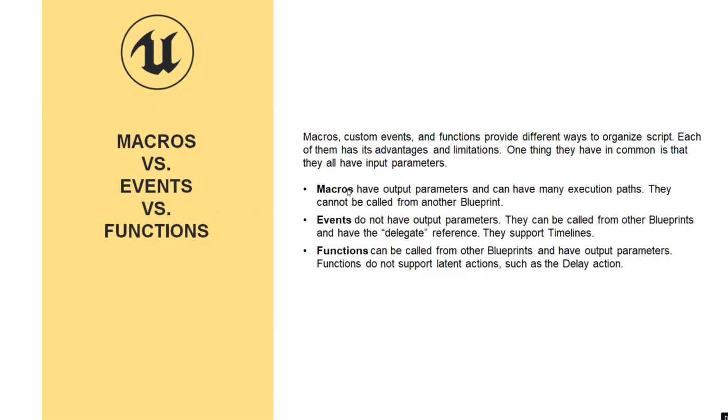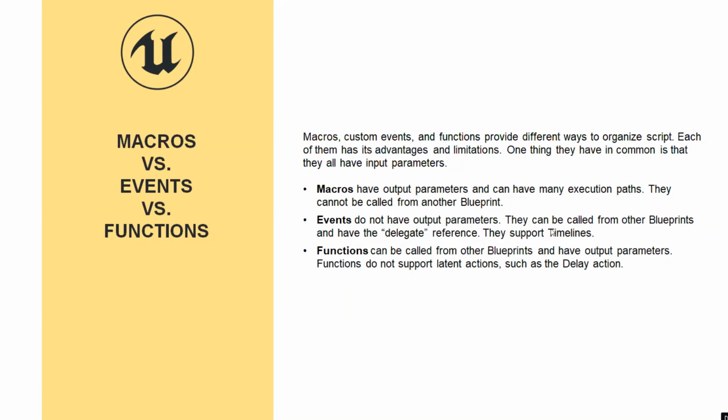However, I will say this, you can create a macro library, and with that macro library, you can call macros from other blueprints. So just be aware of that. Events do not have output parameters. They only have input parameters. And they can be called from other blueprints and have a delegate reference, which means we can connect two nodes together. And every time that one node gets called, the event will run.